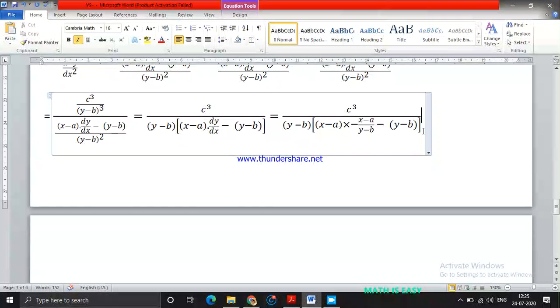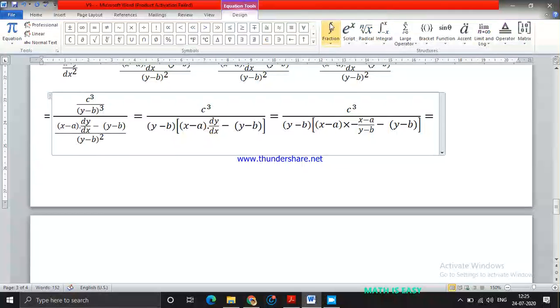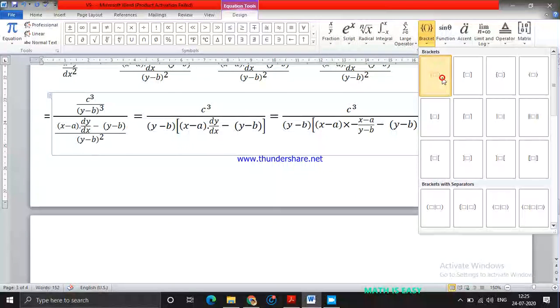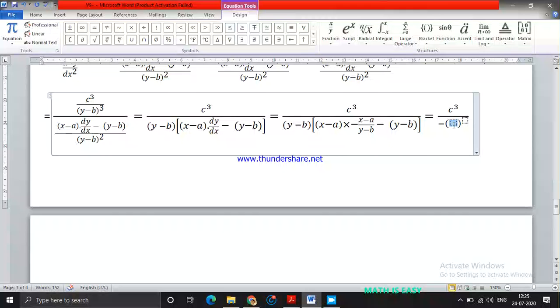Now further simplification, let me insert the equation. This numerator c cube will remain as it is. Now look at the denominator. Now I will open up the bracket. This y minus b term will multiply with this term. So here numerator y minus b, denominator y minus b will get cancelled. So you have minus, let me put minus, what you get here, x plus a whole square, sorry, x minus a whole square.